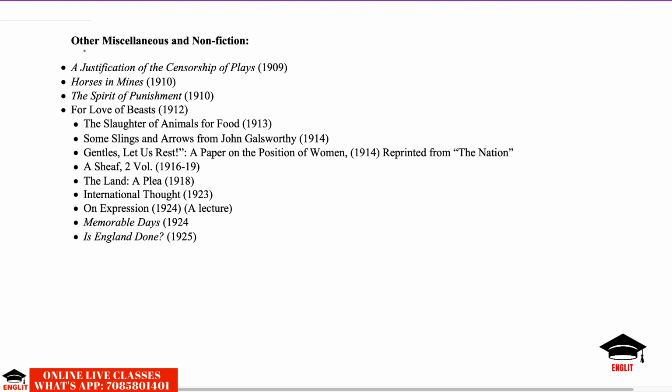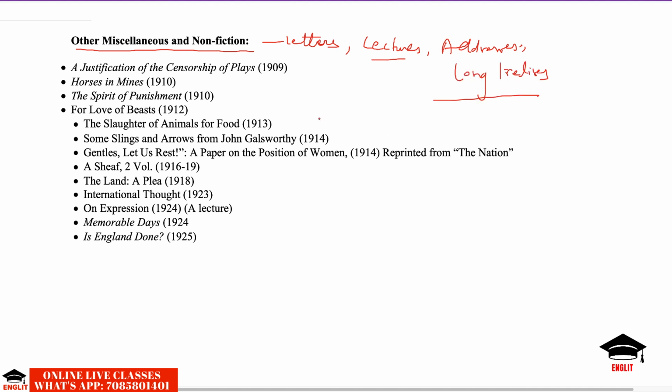Now last में है इसके other miscellaneous and non-fiction work. Non-fiction और miscellaneous के मतलब ही क्या है? यहाँ पे कुछ letters हैं, कुछ lectures हैं, कुछ addresses हैं, कुछ लॉन्ग ट्रीटाइडेज हैं. सो उनको सबको एक अलग से कैटेगराइज करने की ज़रूरत नहीं है क्योंकि इतने इंपॉर्टेंट भी नहीं एग्जाम पॉइंट ऑफ व्यू से, लेकिन फिर भी कभी आ सकते हैं तो वो मिसलेनियस वाले सेक्शन में हमने डाल दिए हैं.